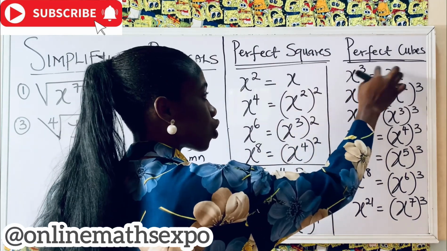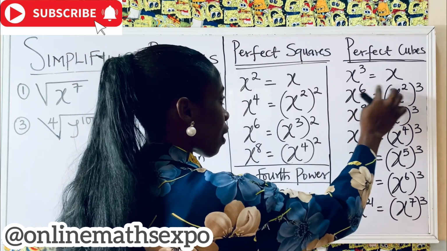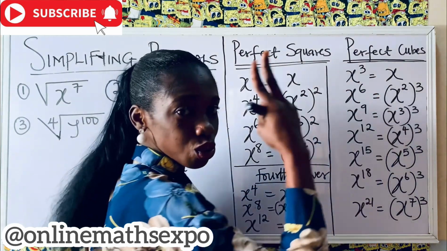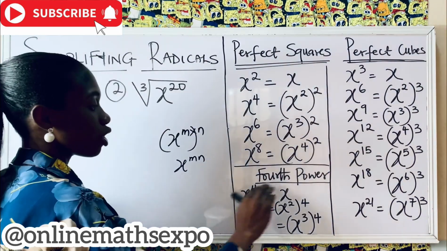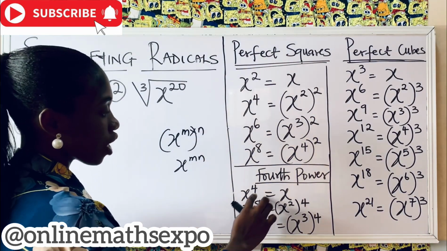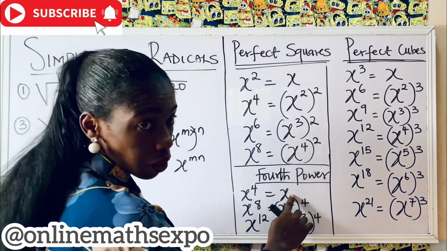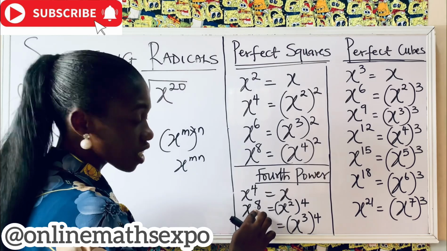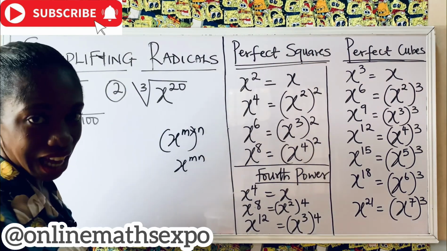If you have x cubed, it means that it goes in once. If it's to the 6th power, the cube goes in 2 times, and so many of them. Then for the 4th power, the same thing. When you have x to the 4th, it means that this goes in once. That's why we're only having 1 x here. If it's to the 8th power, it goes in twice. So this is going to be our guide.